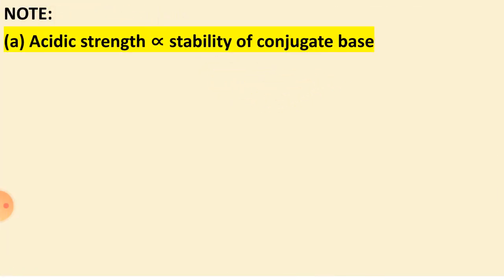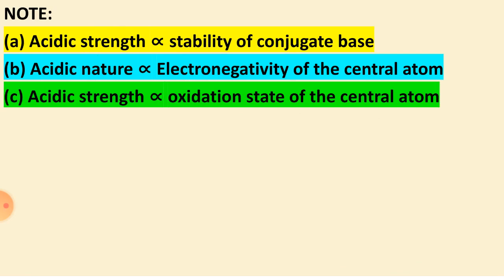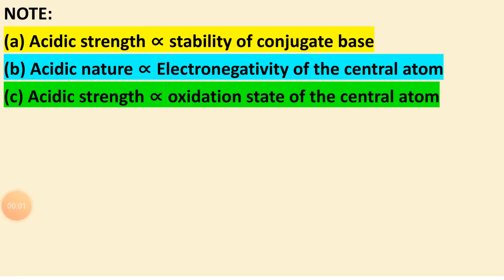Next, some notable points. Acidic strength is directly proportional to the stability of the conjugate base. Now recall the Bronsted-Lowry concept, that acids are proton donors and bases are proton acceptors. In that condition, an acid after donating a proton converts into its conjugate base. So how can you know the stability of the conjugate base?